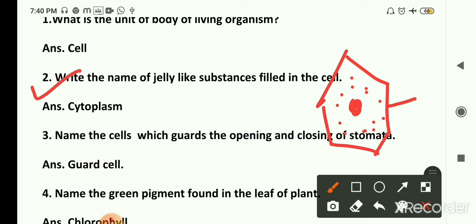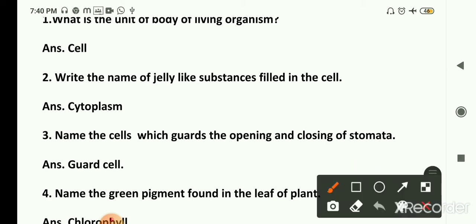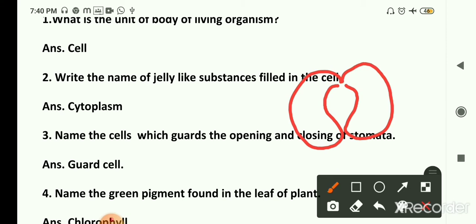Now, next question for you. Name the cell which guards the opening and closing of stomata. The opening and closing of the stomata is guarded by these bean-shaped cells, and these are called guard cells, right? These cells are called guard cells.